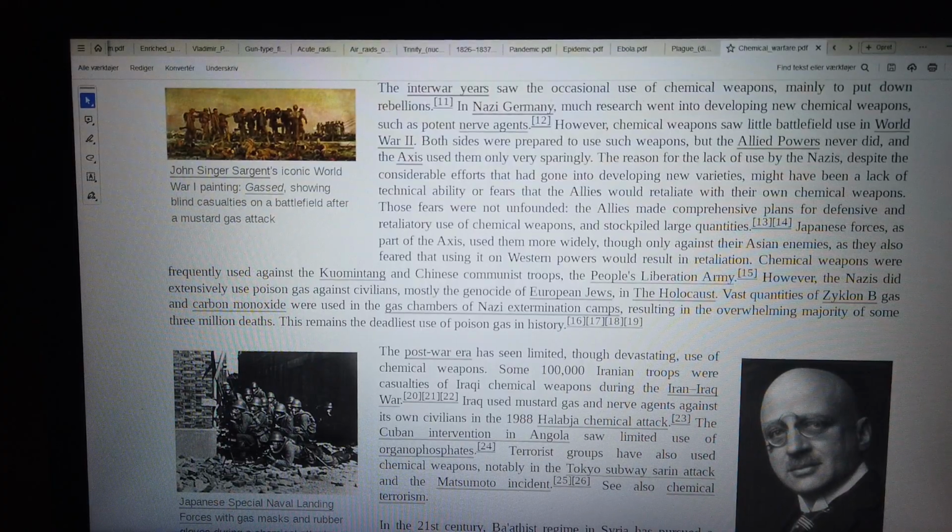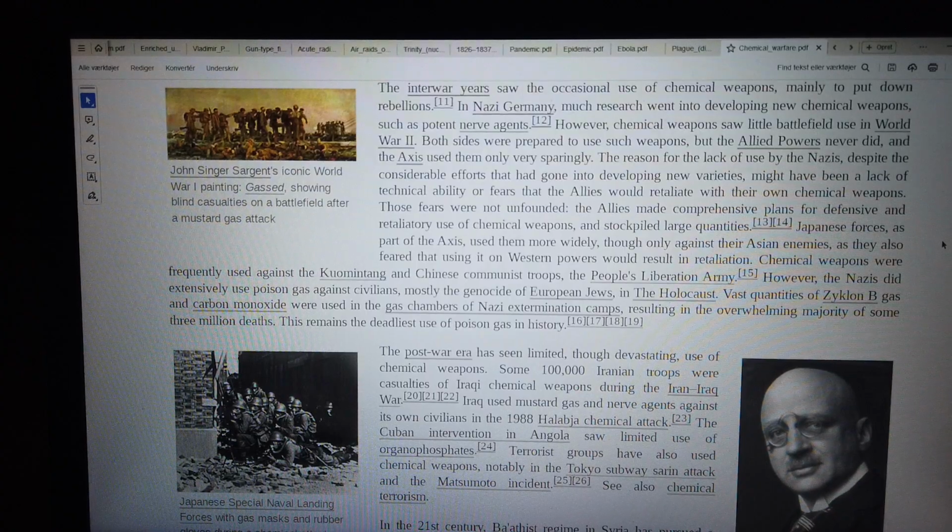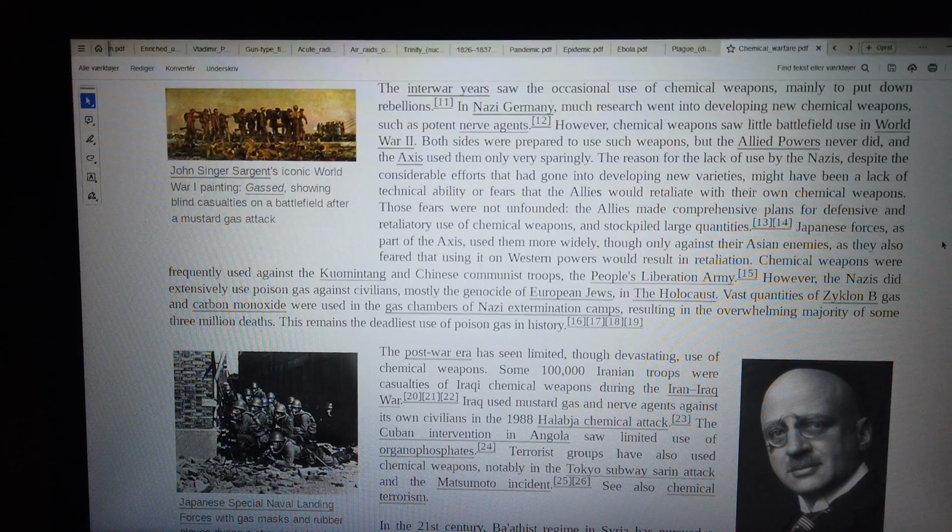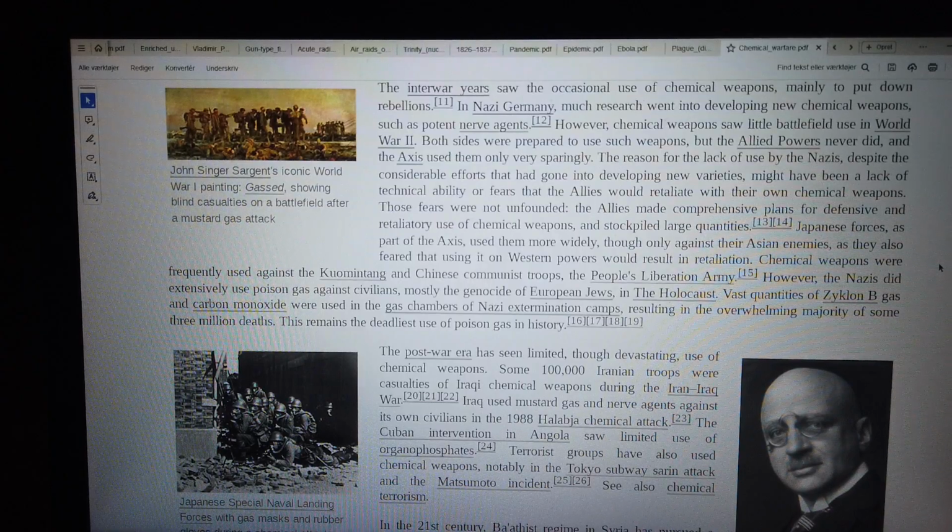Japanese forces, a member of the Axis, used them more widely, though only against their Asian enemies, as they also feared that using them on Western powers would result in retaliation. Chemical weapons were frequently used against the Kuomintang and Chinese Communist troops, the People's Liberation Army.